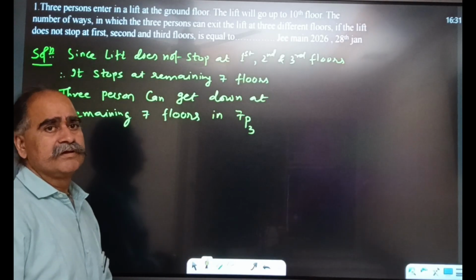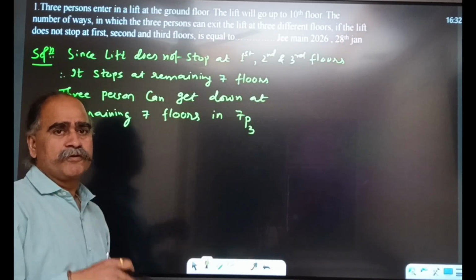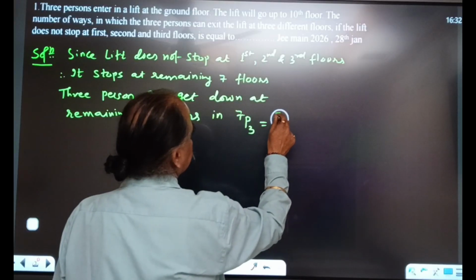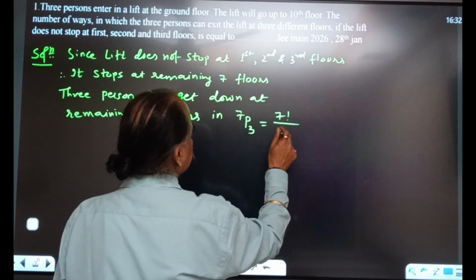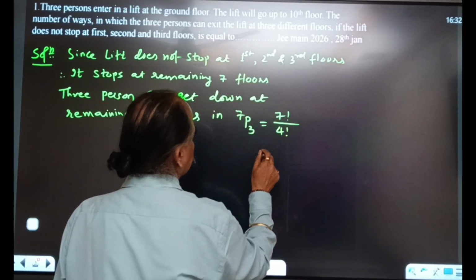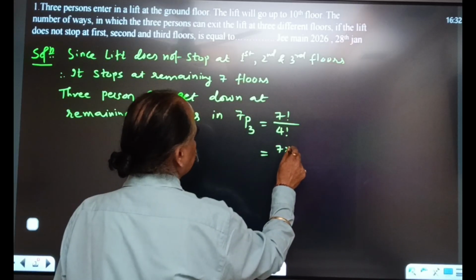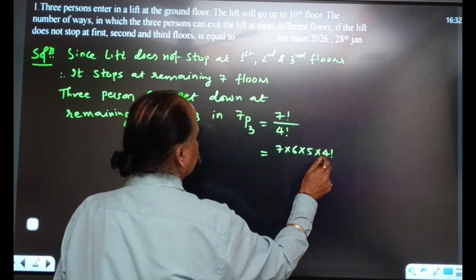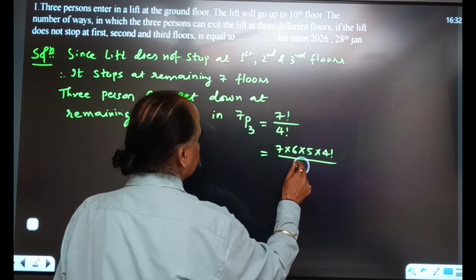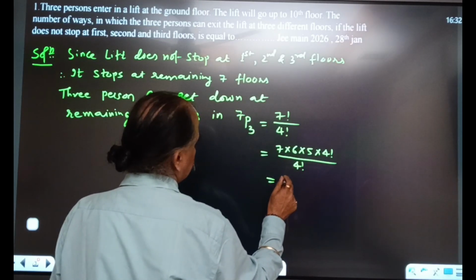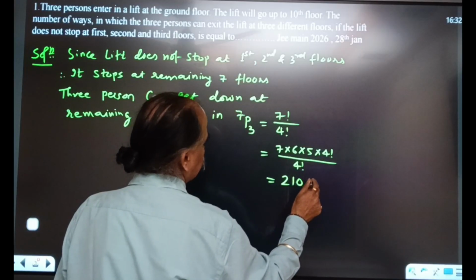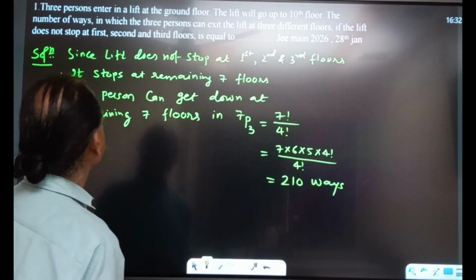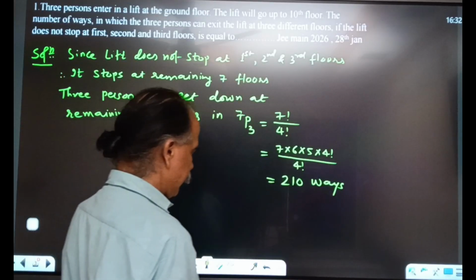Out of 7 floors, 3 persons at 3 different floors can be arranged in 7P3, which is 7 factorial upon 7 minus 3 factorial. That is 7 into 6 into 5 into 4 factorial upon 4 factorial, which is 210 ways. The answer is 210.